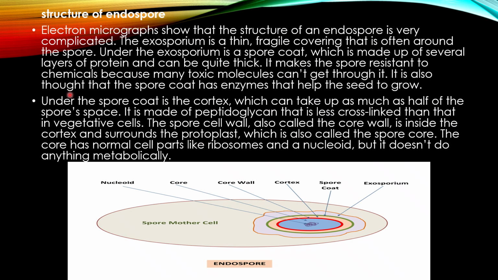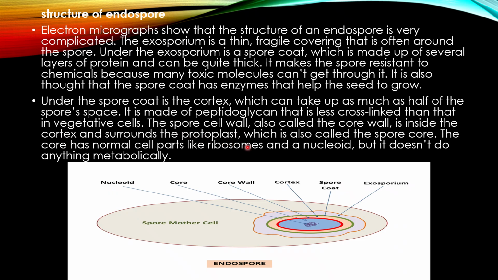Then under the spore coat is a cortex, which can take as much as half of the spore space. It is made up of a peptidoglycan layer that is less cross-linked than that in the vegetative cells. So under the spore coat, this pink colored area is called the cortex. It is thick and takes as much as half of the spore space, and it is made up of peptidoglycan which has very few cross linkages.